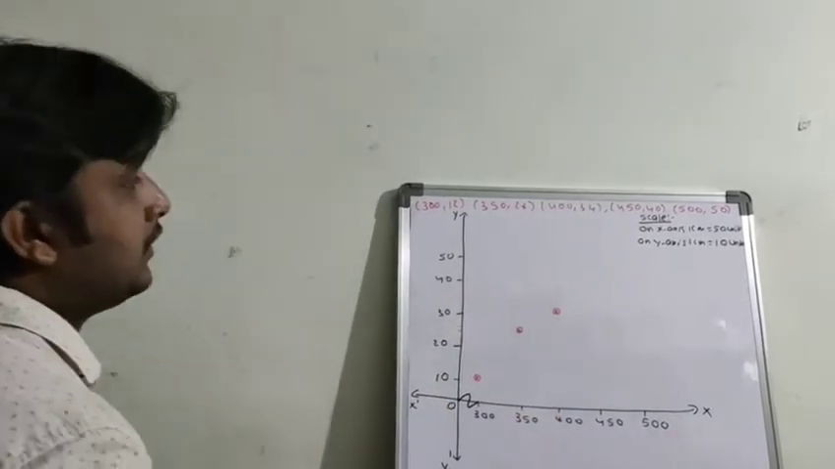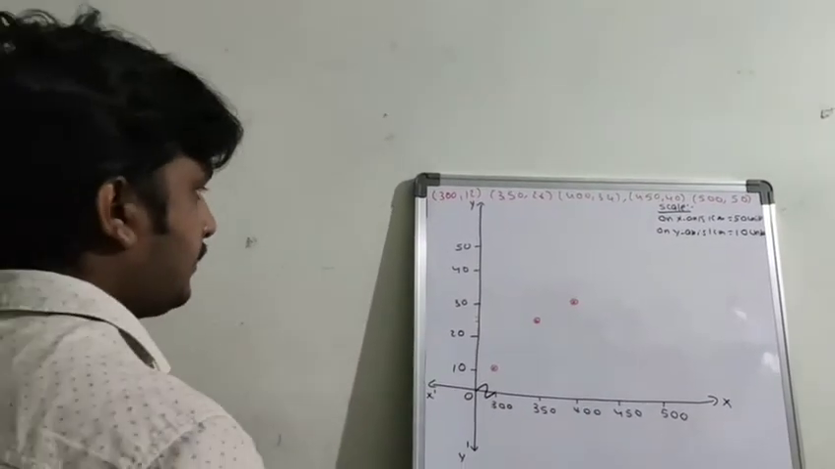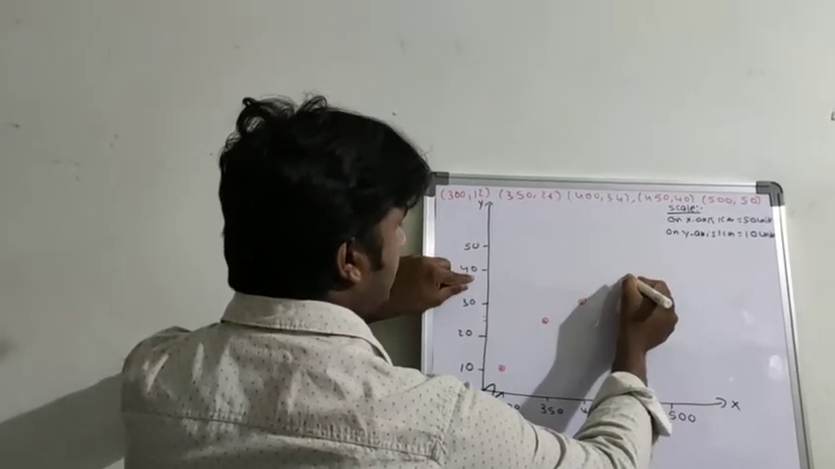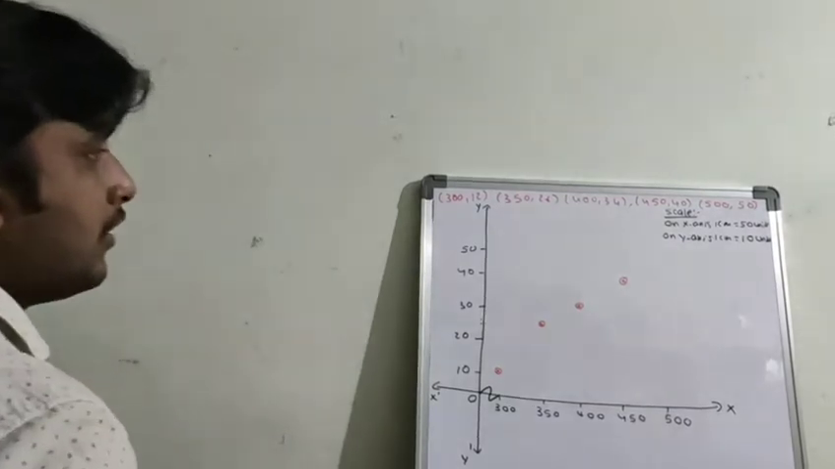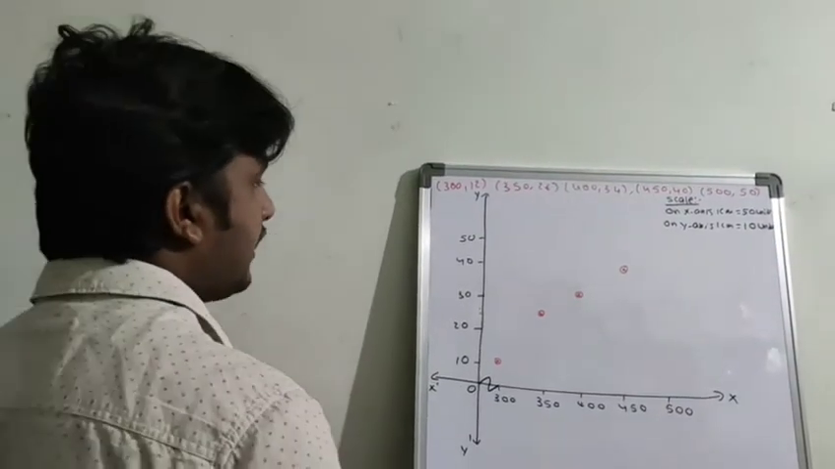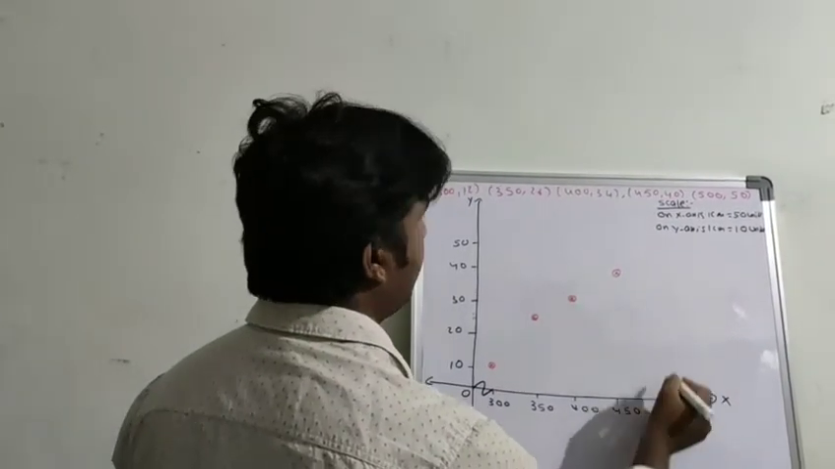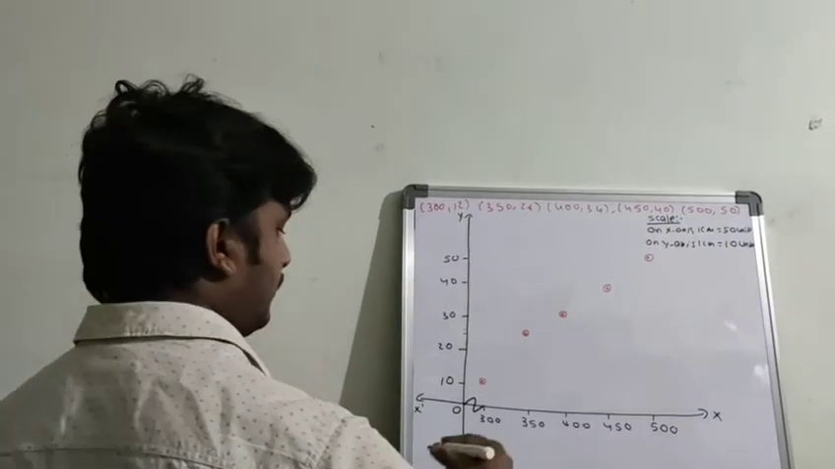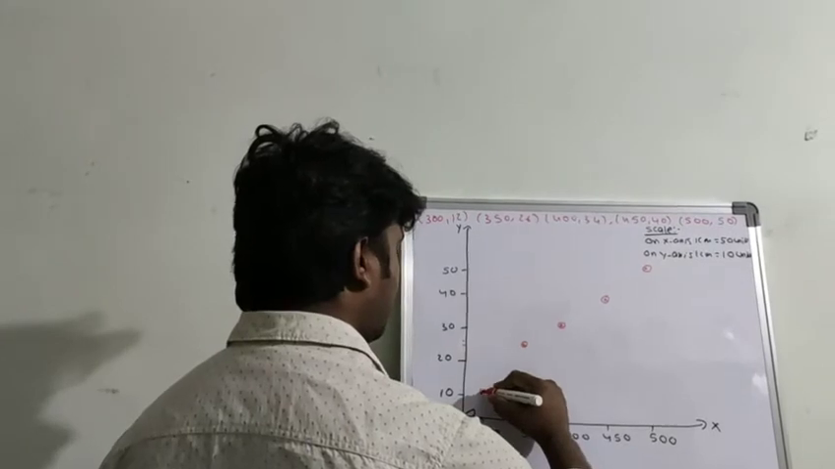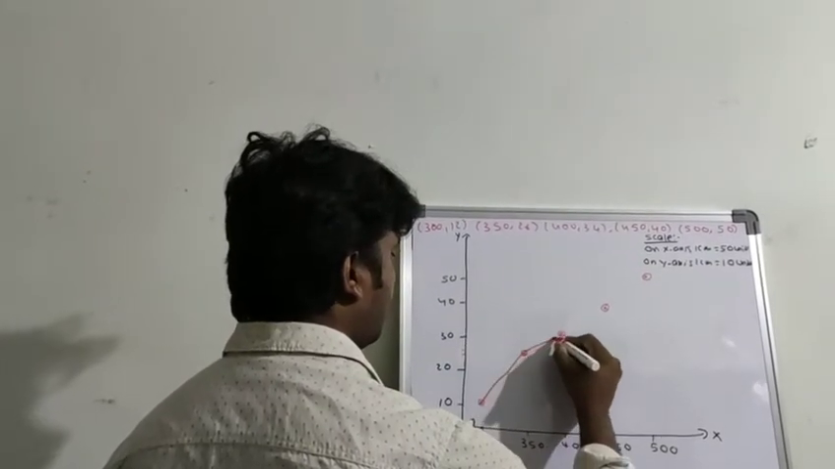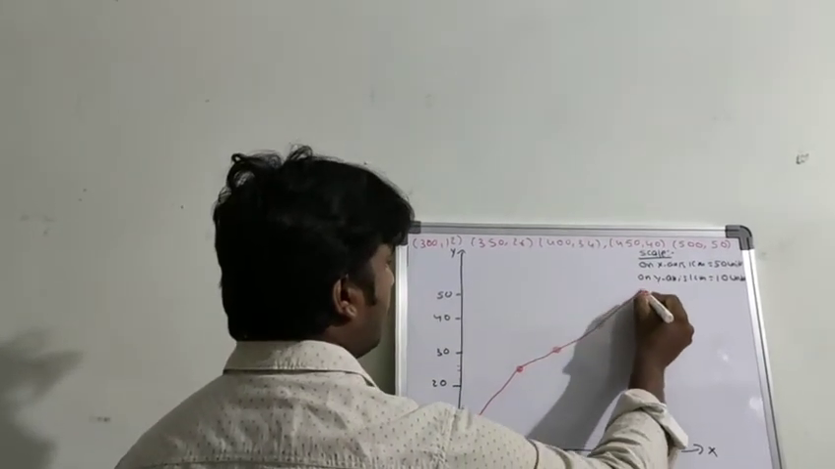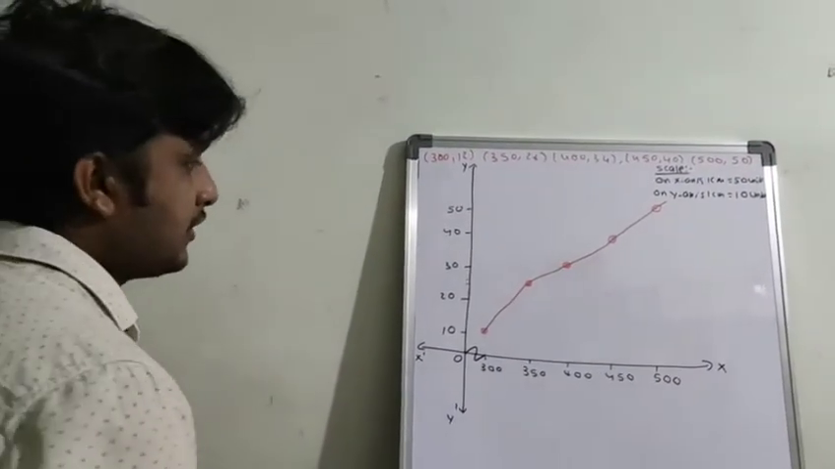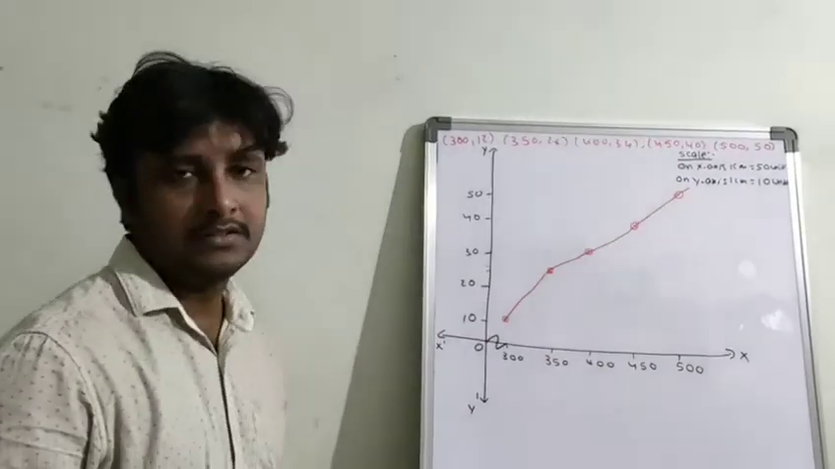This is the value. Next 450 and 40. So here 450 and here the 40 value. Here you have to mark it. And 500 here, and 50 is the maximum. So with the free hand you have to draw the curve. So this is an Ogive curve. Here in the question he is asking only to draw the Ogive curve.